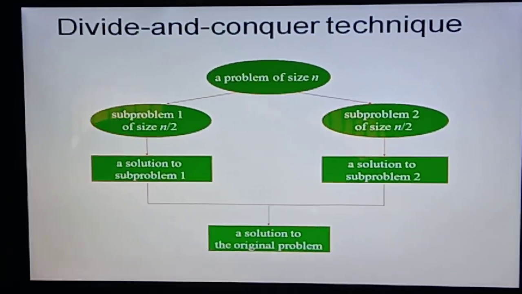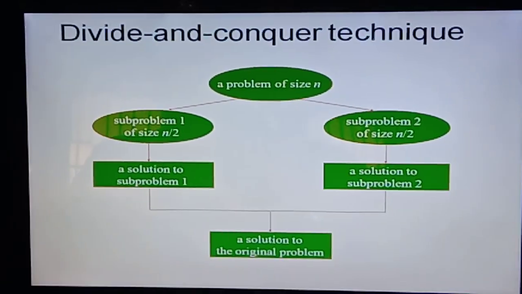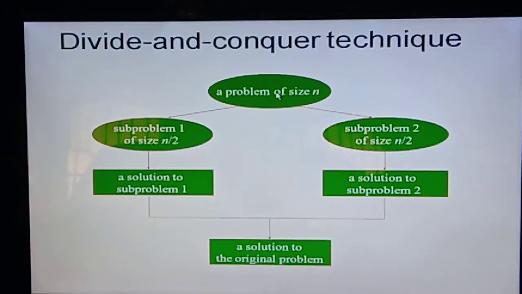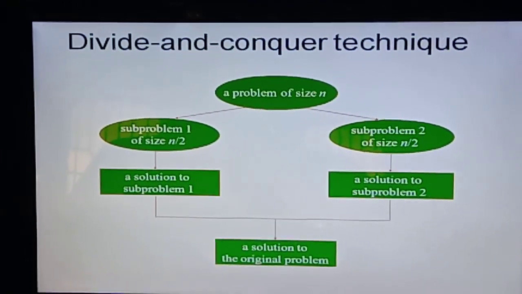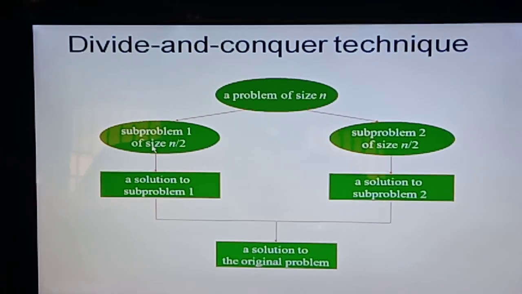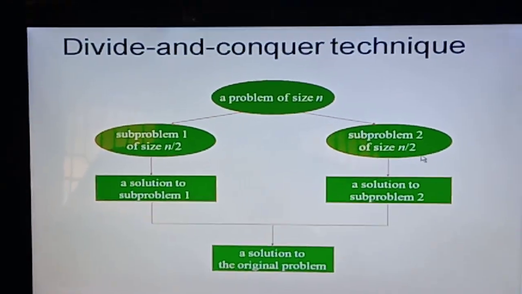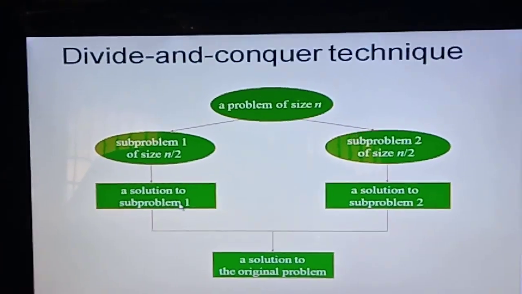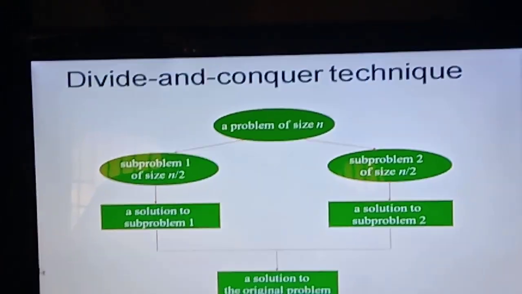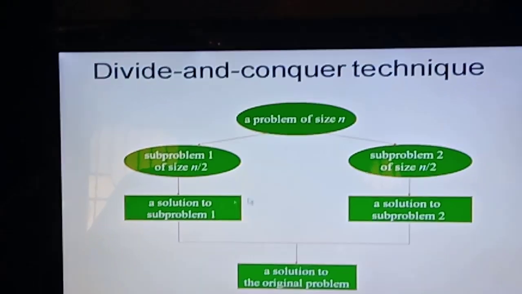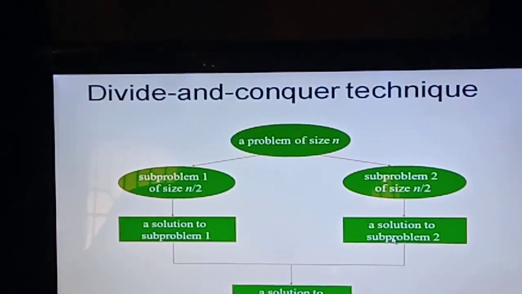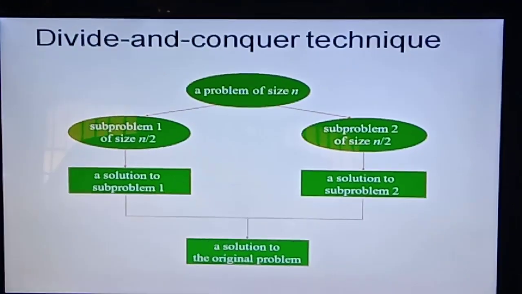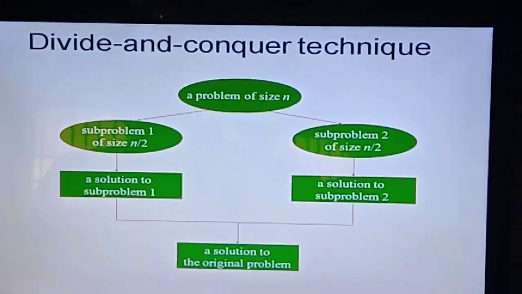So this is the representation of divide and conquer technique. So initially a problem of size n elements. Divide this n into 2 subproblems. Subproblem 1 of size n/2, subproblem 2 of size n/2. Next, conquer the subproblems, that is, produce the solution to subproblem 1 and produce the solution to subproblem 2. And here assemble those two as a single one, that is, a solution to the original problem.